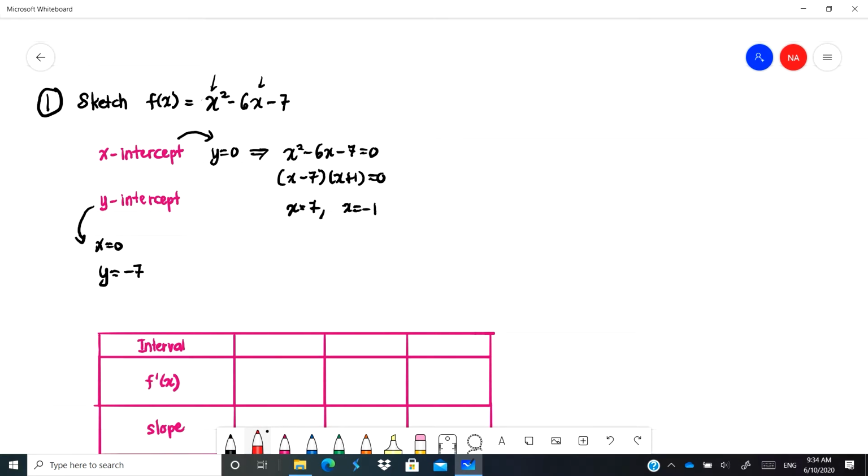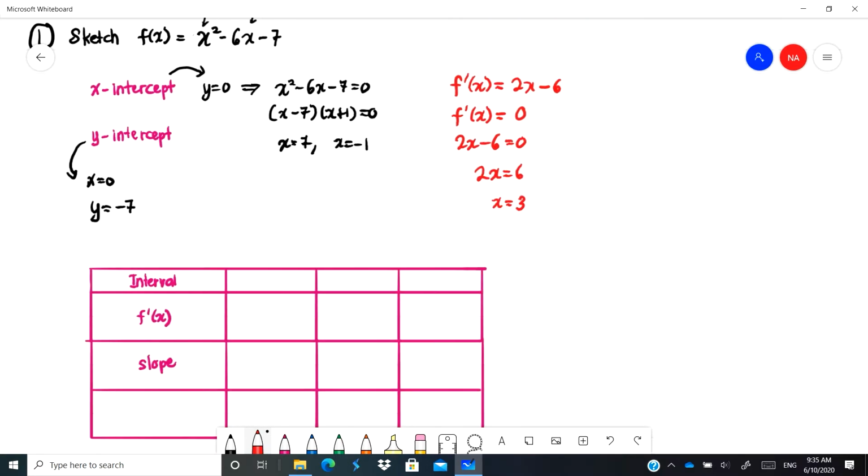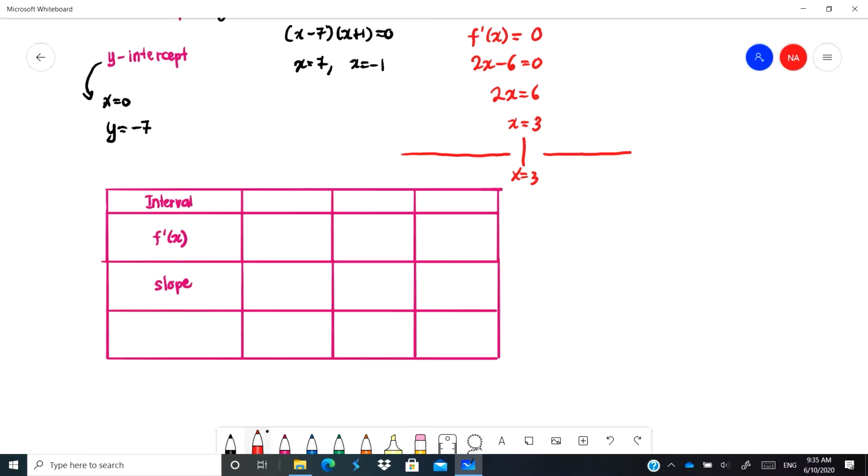In this case, f prime x is given by 2x minus 6. After differentiating, I'll have to let f prime x equal to 0. So 2x minus 6 is equal to 0, so 2x equals 6, and x is equal to 3. This is the boundary point. Meaning that x is equal to 3, we'll have two intervals here: one interval for x less than 3, another for x greater than 3.